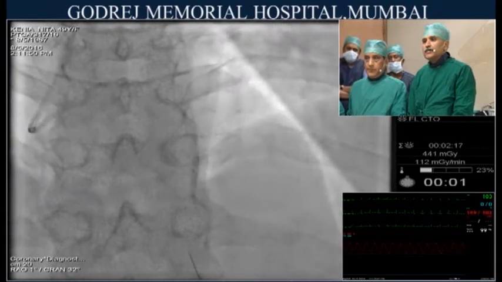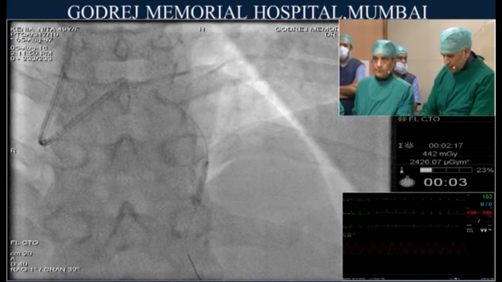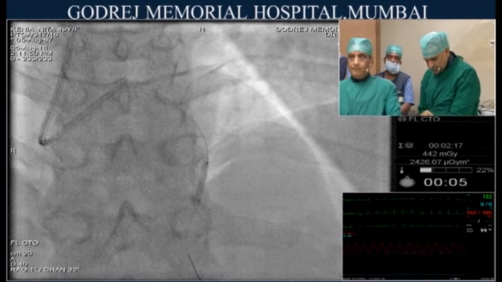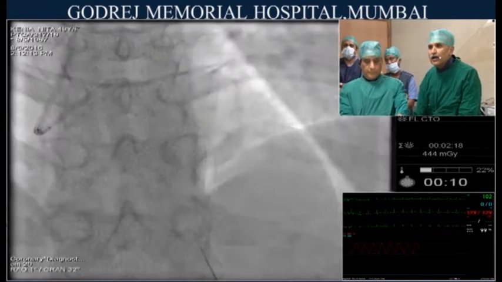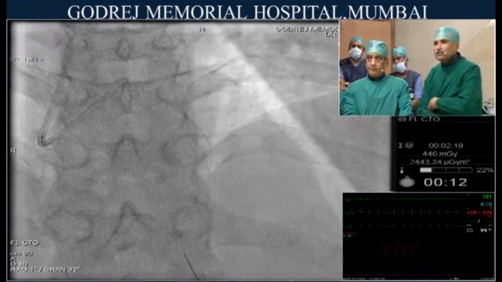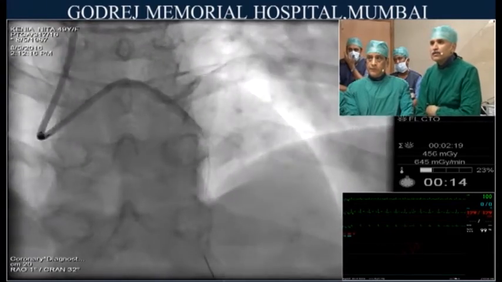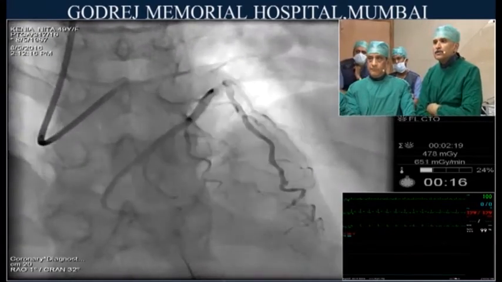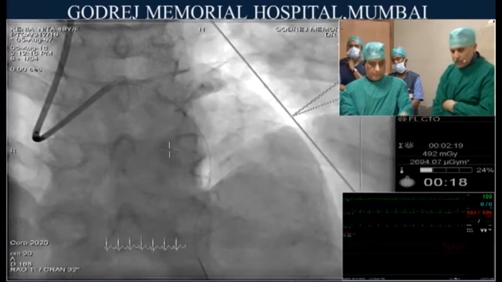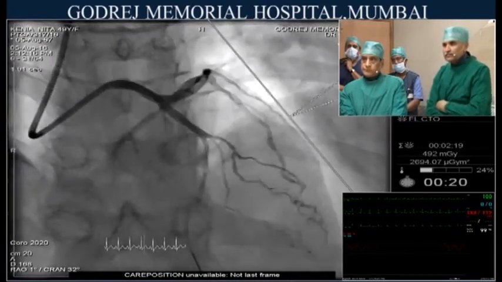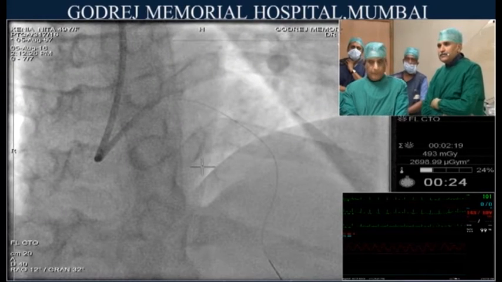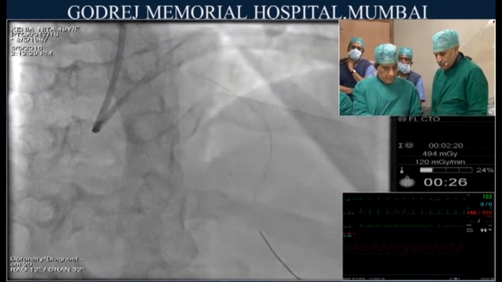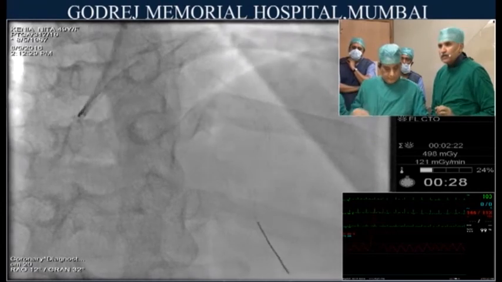Good. Okay, take a picture. Yep, we'll take a picture now. Come back in the guide. No, bring the balloon back in the guide. Yeah, good. Go to a little more RAO, slightly. Good, good, good. I think there is a little distal dissection, which is okay. As long as your wire is good.